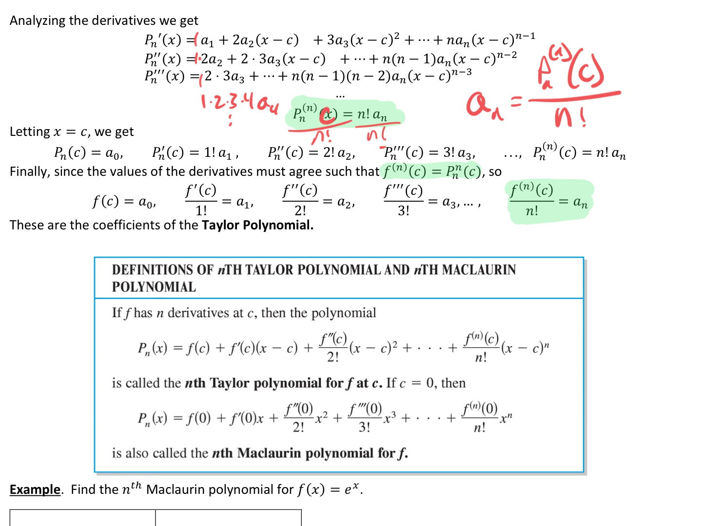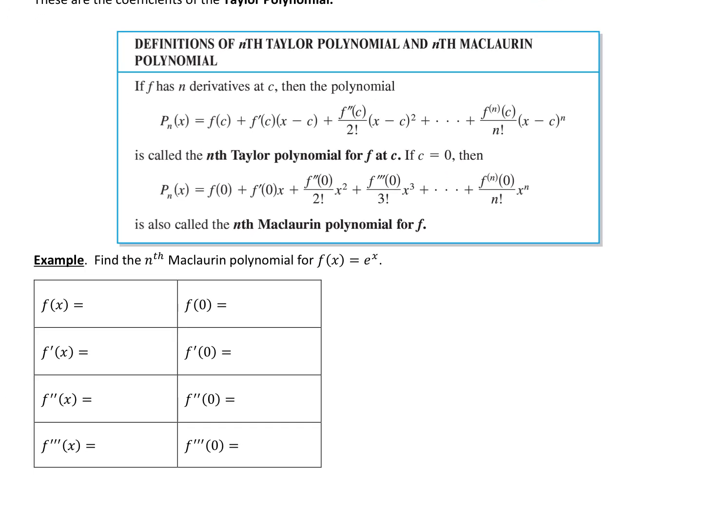Okay? So if f has n derivatives at c, then the polynomial here is called the nth Taylor polynomial for f at c. That means it's perfect at c, and then it's not as perfect beyond that. All right? If we're centered at 0, so if all these c's are 0, then this is called a Maclaurin polynomial for f. All right? So it's a little easier to deal with when it's just 0.